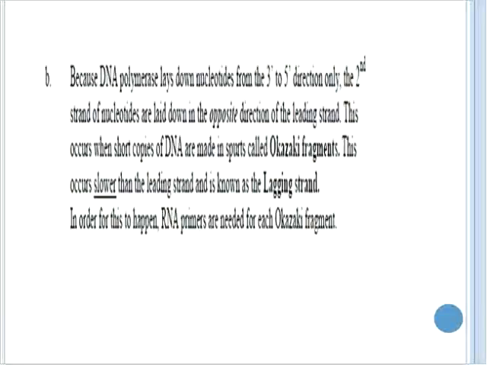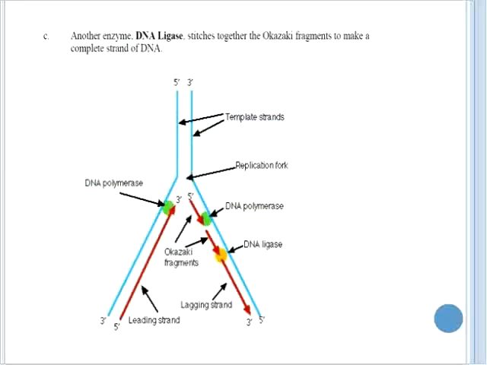Now, as DNA polymerase lays down the nucleotides in one direction only, the second strand of nucleotides are laid down in the opposite direction of the leading. This occurs when short copies of DNA are made in spurts called Okazaki fragments. This process occurs much slower than the leading strand and is known as the lagging strand. In order for this to happen, RNA primers are needed for each Okazaki fragment. Then another enzyme, DNA ligase, will stitch together the Okazaki fragments to make a complete strand of DNA. You see this illustrated below.